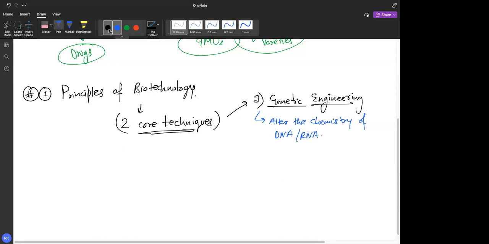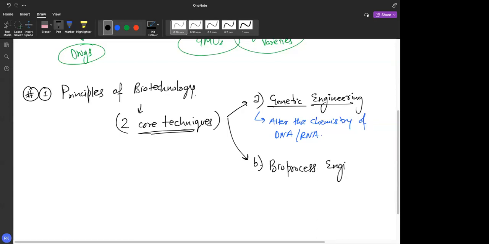So either we are doing this, or as a part of biotechnology, you engineer the genetic material itself, or you engineer the surrounding, the environment in which these experiments have to be done. So that is called bioprocess engineering.